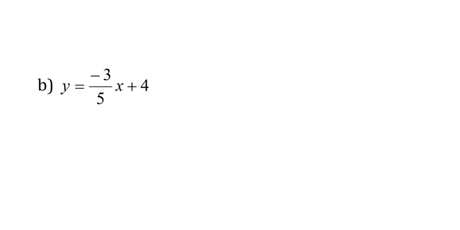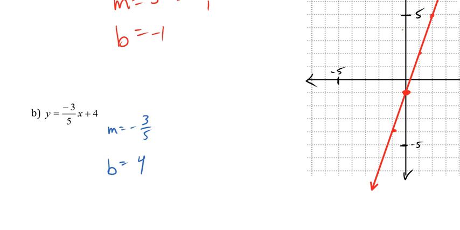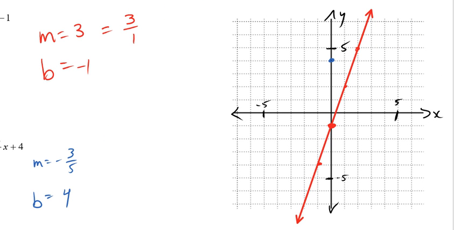Okay, what about this one? What's the slope? Brianna? Very good. And what's the y-intercept? So it's just the number 4. So on my graph, I go up to 4. And then negative 3 over 5 is up 3, 1, 2, 3. Over the other way, 5. 1, 2, 3, 4, 5. So it's sloping in the other direction.